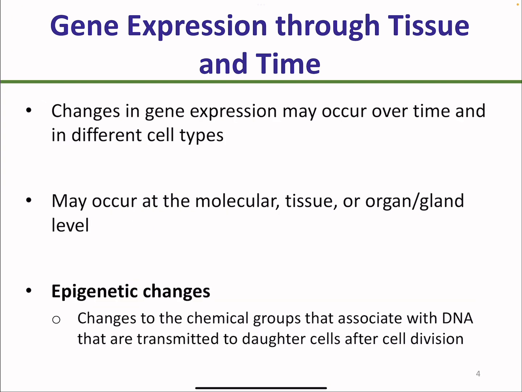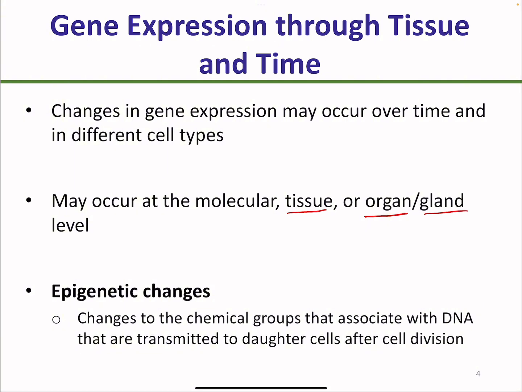All right. So gene expression changes over time and in different cell types. I already mentioned that, right? This change can occur at a very molecular level based on the tissue, based on an organ, or at a gland level, right?